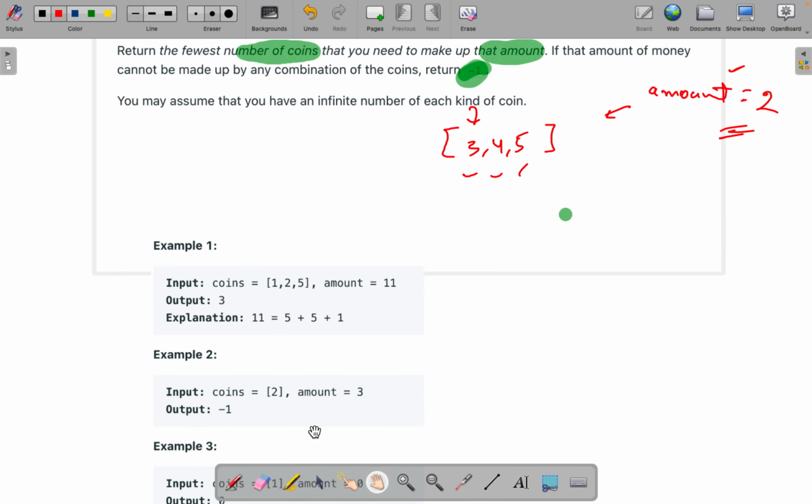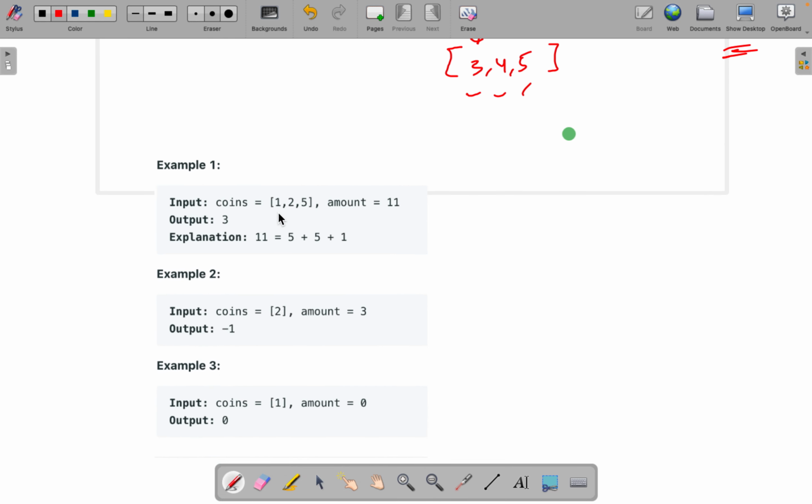So let's take some examples and understand it. In the first example we have this array, 1 to 5, and the amount is 11. How many ways do we have to create this amount 11? First, we can take the 1 denomination 11 times. In this problem each denomination is infinite, meaning any denomination we can take n number of times. Another way is we can take 2 five times and 1 one time, then we get 11.